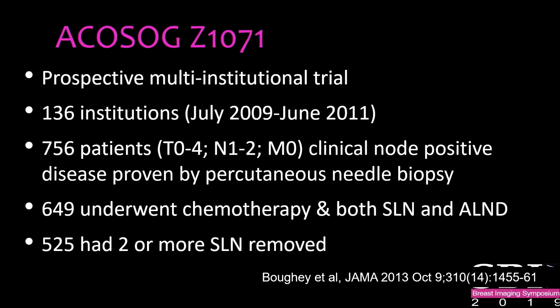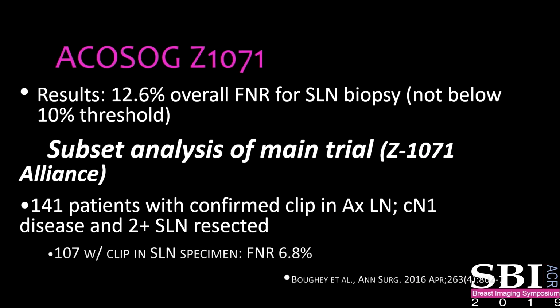649 underwent chemotherapy, and both sentinel lymph node and axillary lymph node dissection. And 525 of those patients had 2 or more sentinel lymph nodes removed. The results. So the false negative rate was 12.6%. It was not quite the 10%. It was a little bit above the threshold that they expected. So there was a subset analysis of this main trial which was done.